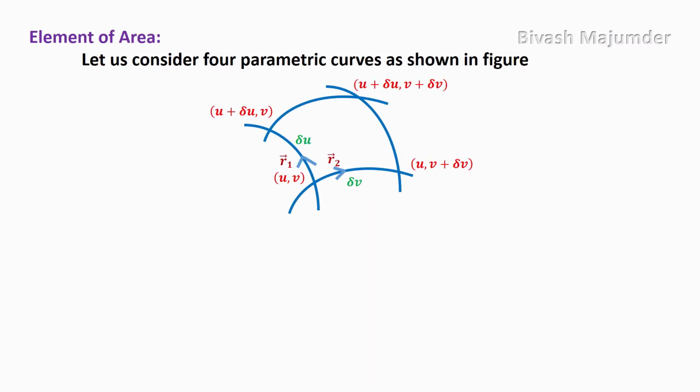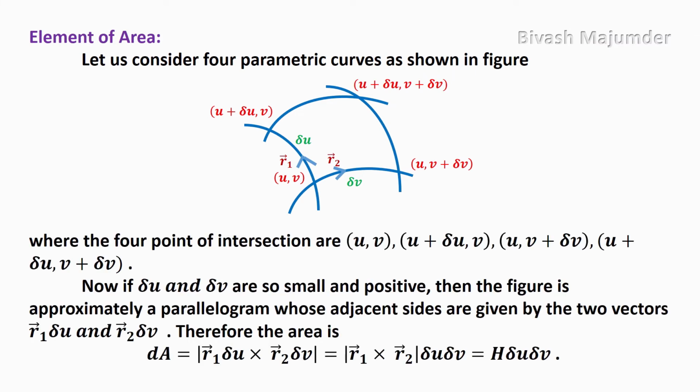Now we investigate the element of area. Let us consider four parametric curves as shown in the figure, where we can see four points of intersection. Now if delta u and delta v are small and positive, then the figure is approximately a parallelogram whose adjacent sides are given by the two vectors R1 delta u and R2 delta v. Therefore the area dA equals H into delta u delta v.